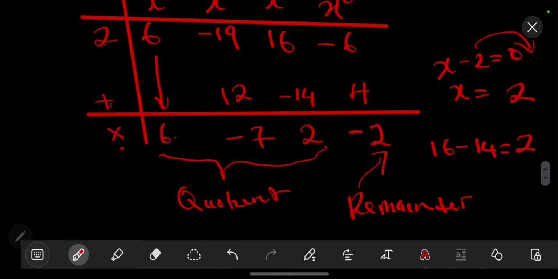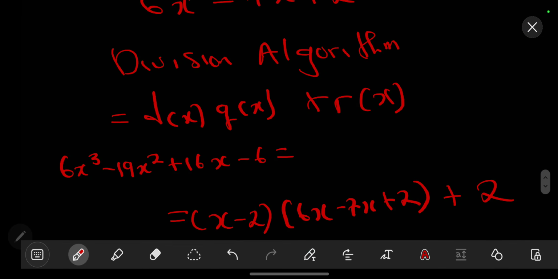Is it 2 or negative 2? So we have a remainder of negative 2. So we are going to write our remainder to be negative 2, like that.